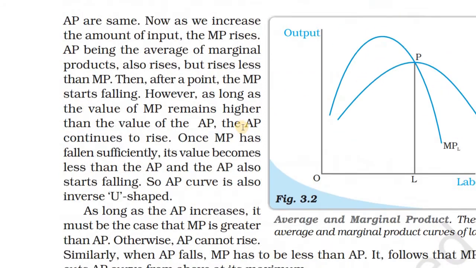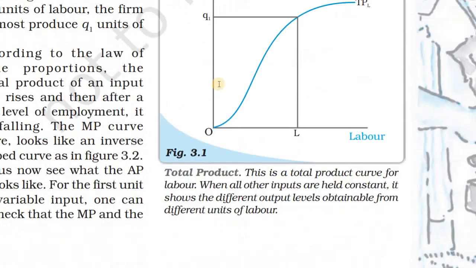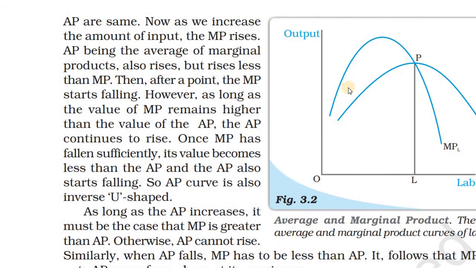In the last class, we studied the marginal product curve and the average product curve, and how we get the MP curve and the AP curve. Once MP has fallen sufficiently, when you look at this curve, first it will increase, and after reaching a point it will start to diminish.